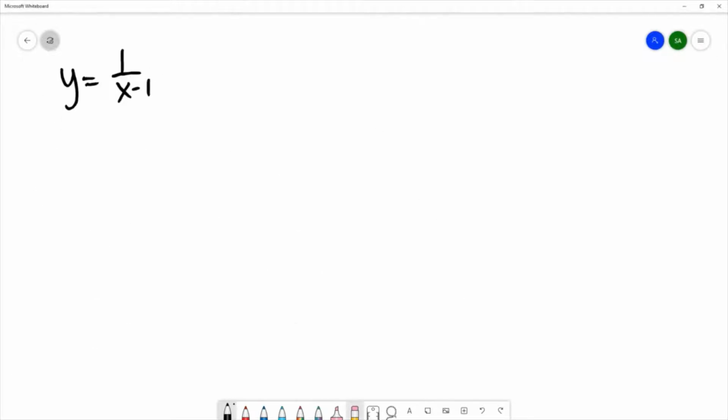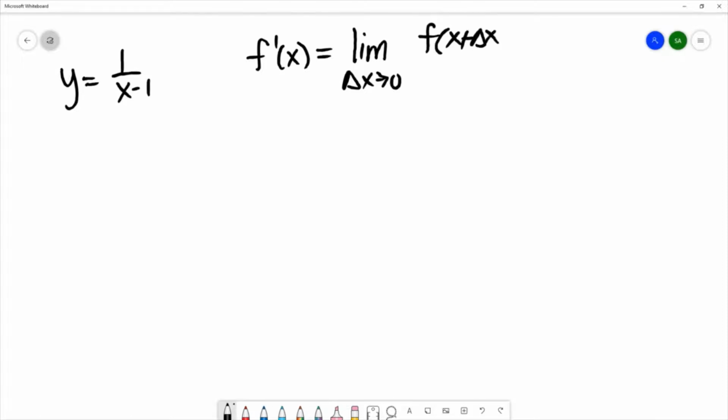So in this example, I want to find the derivative of y equals 1 over x minus 1, but I want to find the derivative not with the shortcuts, but with the limit definition. So the limit definition gives that the derivative of f of x is the limit as delta x approaches 0 of f of x plus delta x minus f of x all over delta x.